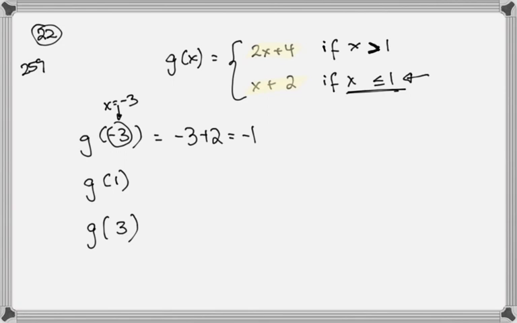g of 1, which one are you using, first or second? That would be the second, because it says x is less than or equal to 1. So that would be 1 plus 2, which is 3. And now you have to find g of 3. Where does g of 3 fall? The first one, x is greater than 1, and 3 is greater than 1. So 2 times x, which is 3, plus 4 is 10.